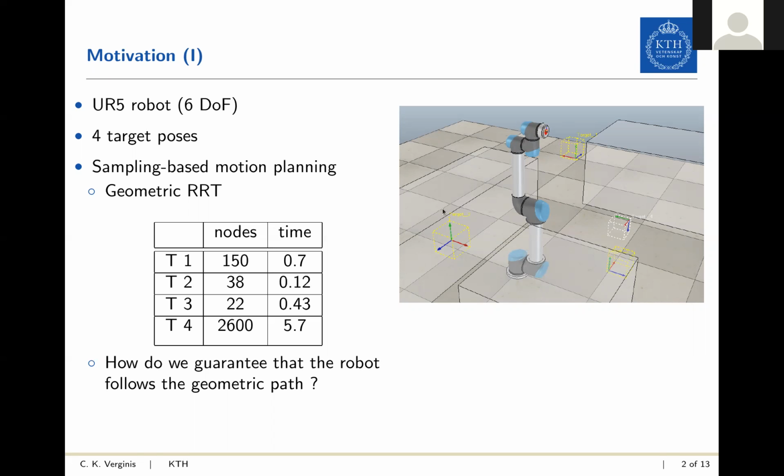So here, for the sequential tasks of navigating to the four targets, we see the results of a geometric standard RRT algorithm. And we see here the number of nodes for the four sequential tasks and the time taken. And we see actually that in most cases, the algorithm is able to find a path in less than 1 second for the six joints of the robot. One issue, however, is that this is a geometric path, and how can we actually guarantee that the robot will follow safely such a path?